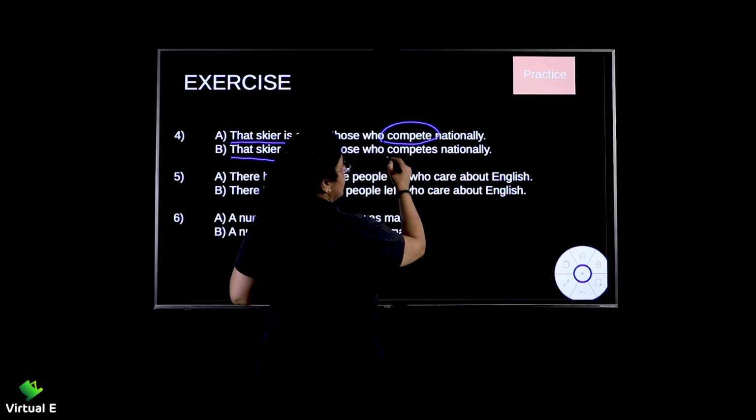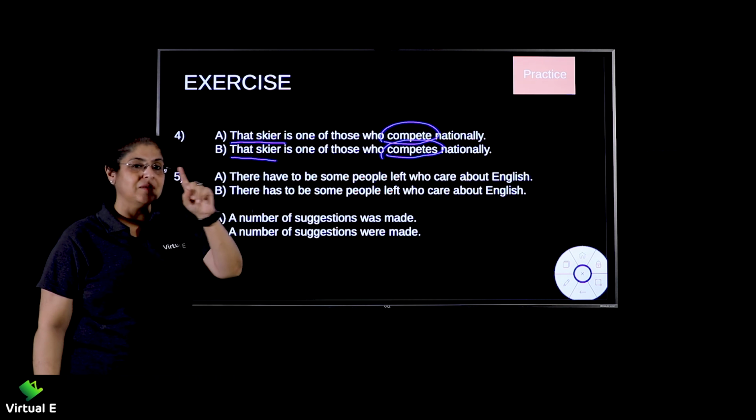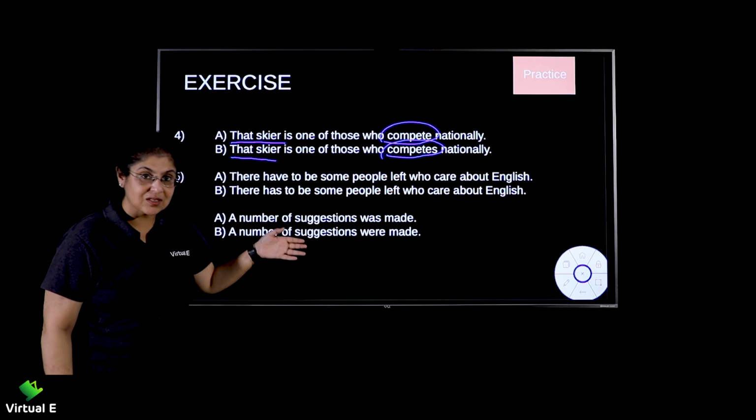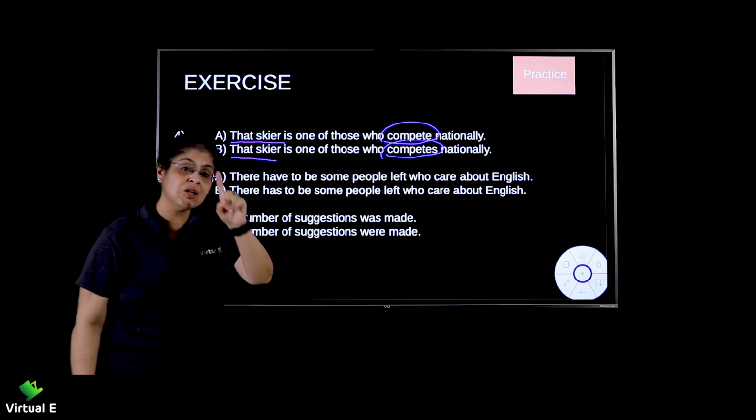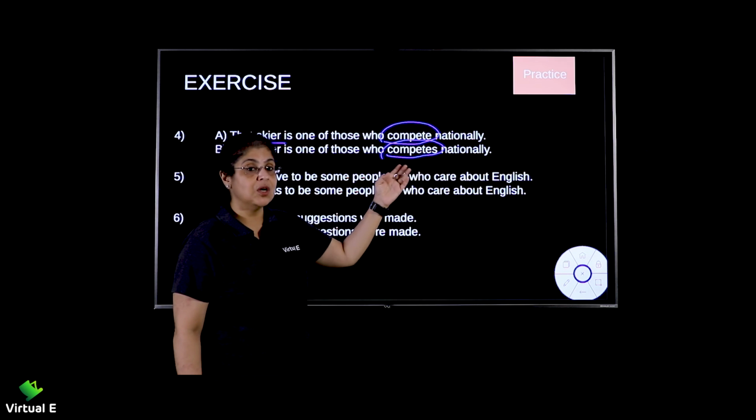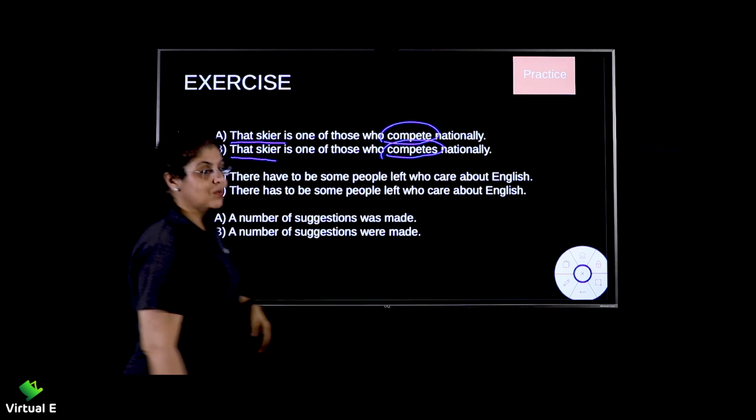This is our verb, right? Now, here we are talking about that skier. That skier means one person. It's not those and it's not skiers, right? He is one of those. So, singular. Now, if you want singular, what will you take? S, singular S, yes.